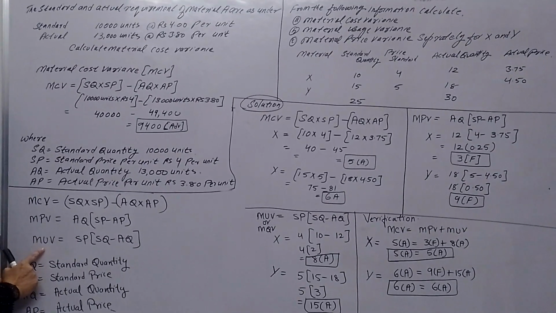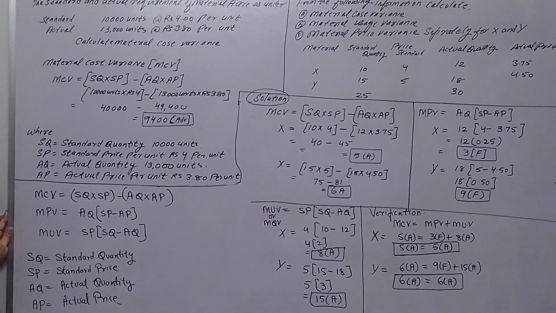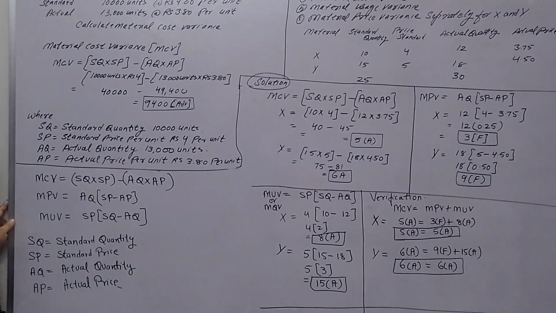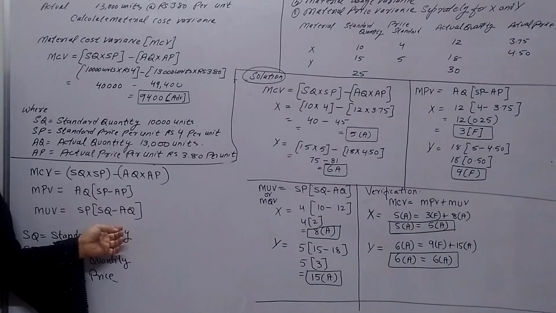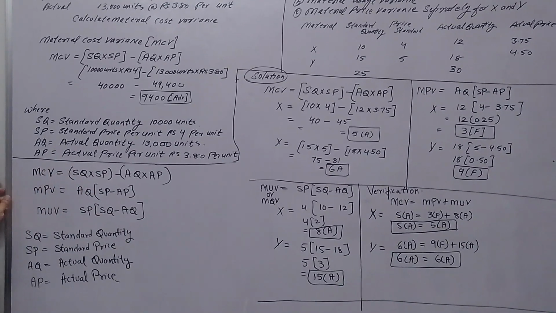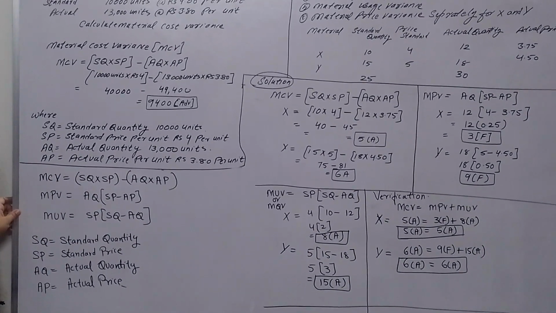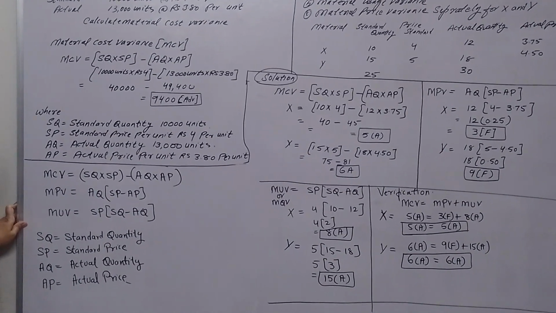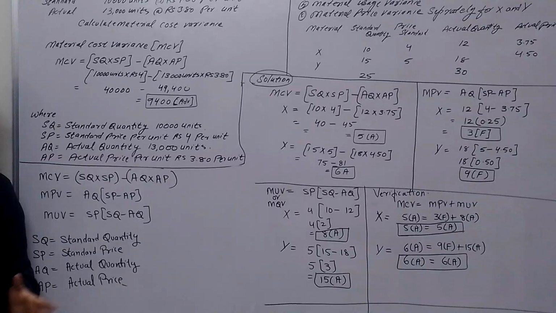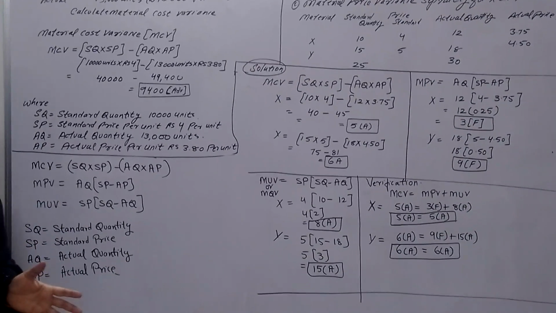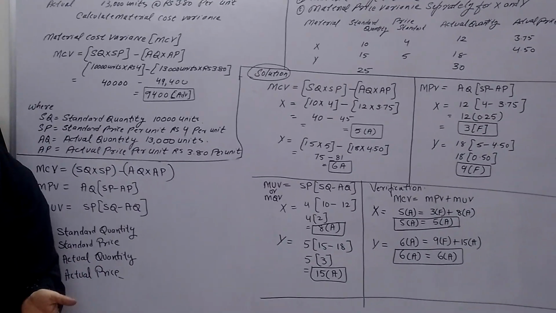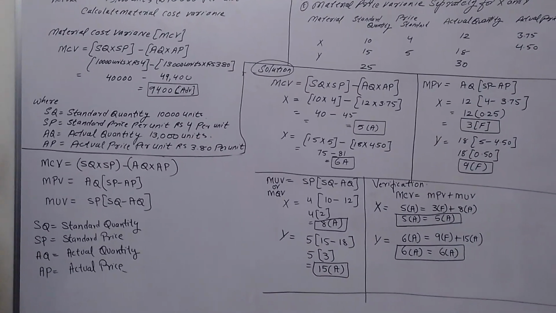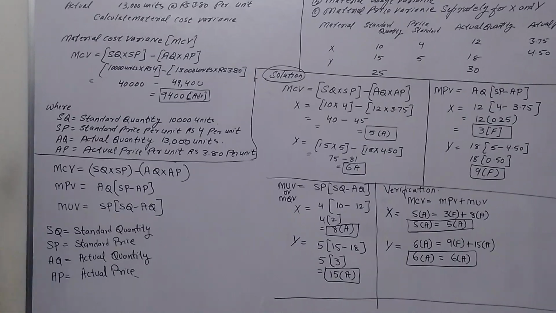Material usage variance, MUV, is also known as MQV, material quantity variance. The formula is SP bracket SQ minus AQ. SQ is the standard quantity, SP is the standard price, AQ is the actual quantity, and AP is the actual price. Students, if the four values are given in the question, it will be very easy to calculate the variances because the chapter is completely based on formulas. Now let's see the questions.